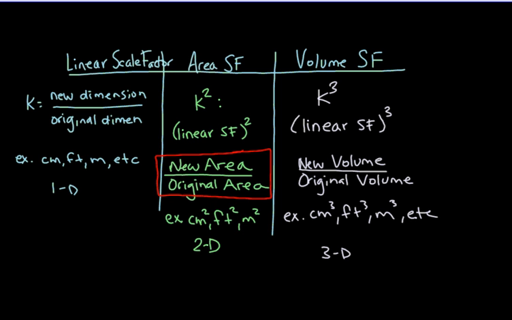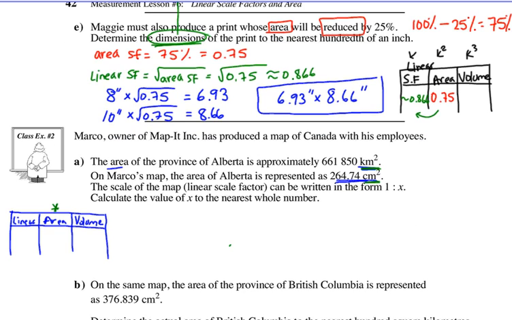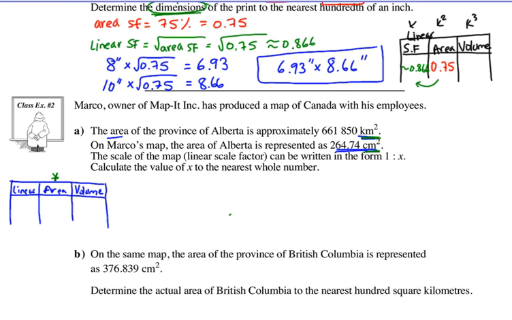We can do that because they give us 2 different areas for our map. So let's figure out which one is new and which is original. The area of the province is that much, that's the actual area. And then the map, so we're comparing the map to the original. We can also use this as a hint: it's 1 to something, so it's small to big. Our small one is the 264.74. That's our map compared to the original, or the actual.